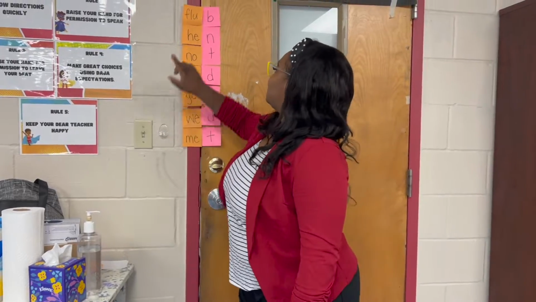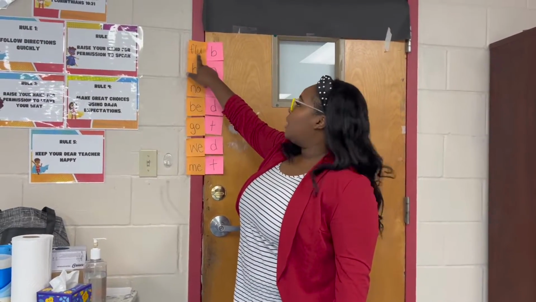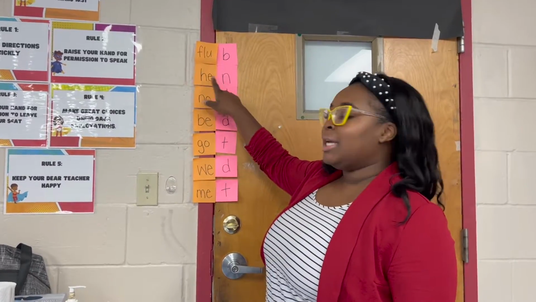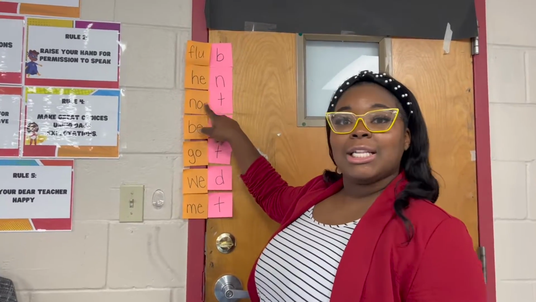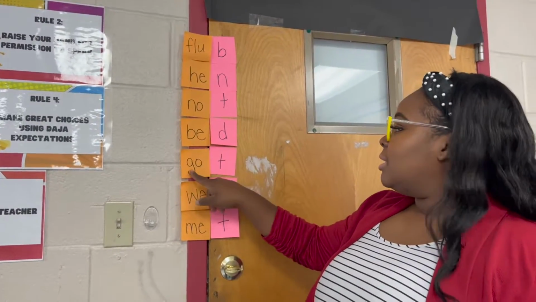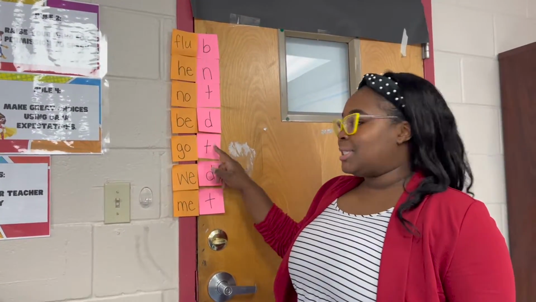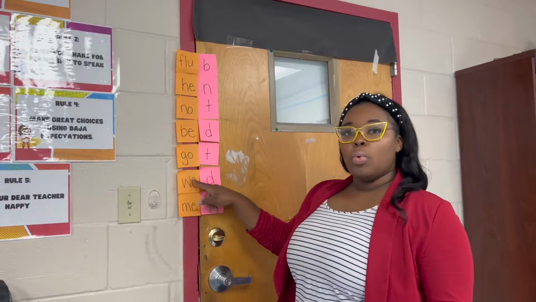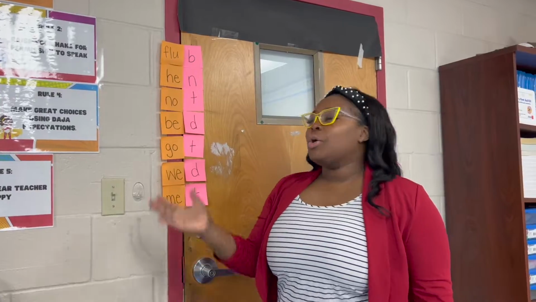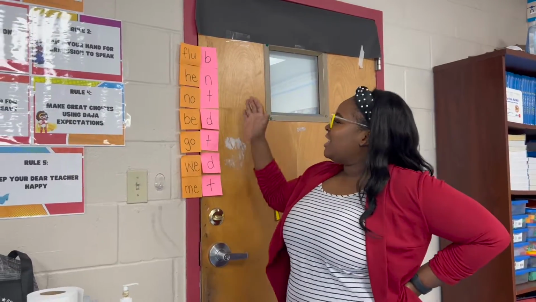For example, flub, hen, not, bed, got, wed, met, right? So those are closed syllables. Can you look at the door?